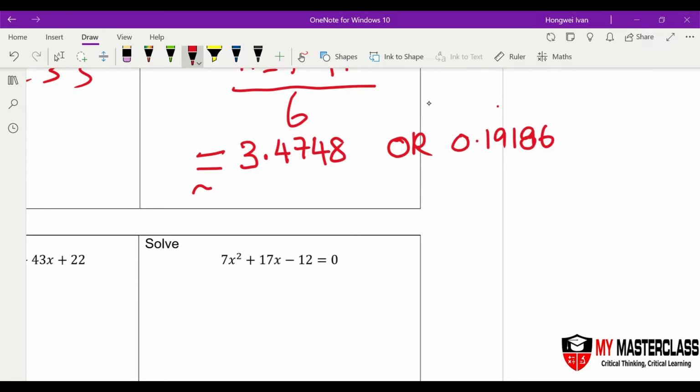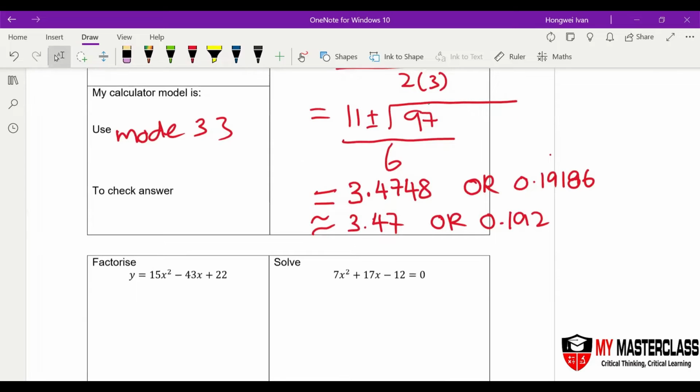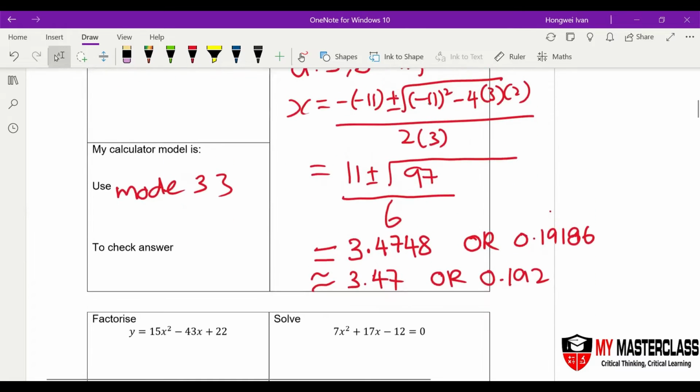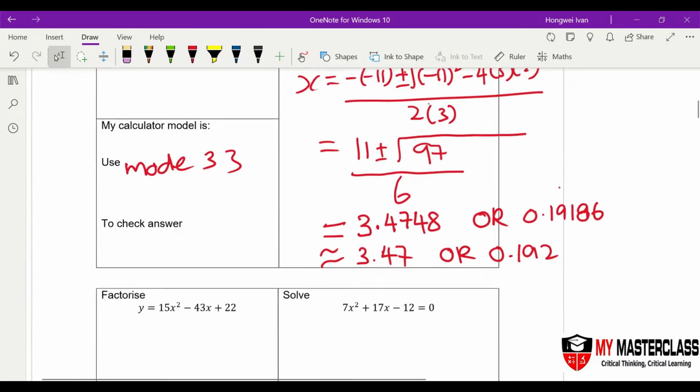You must show approximate to 3.47 or 0.192. Sometimes the question asks for 2 dp. Okay, when the question asks for 2 dp, you know confirm quadratic solver. That means this is called quadratic solver, or quadratic formula. Okay, if they ask for 2 dp or ask for 3 SF like that, there's another way of showing, called third form. This one later I will explain to you guys. Okay.